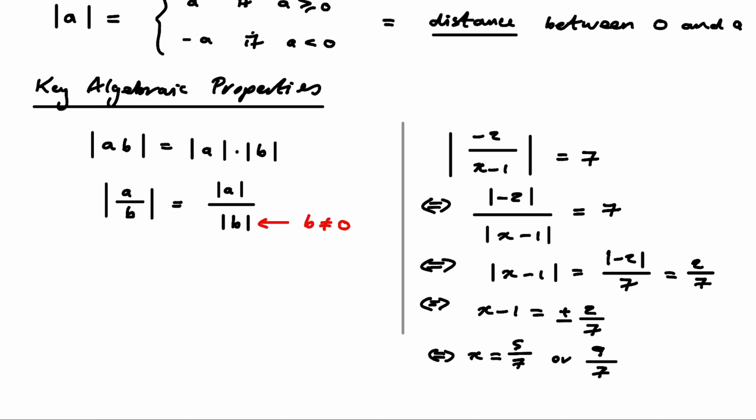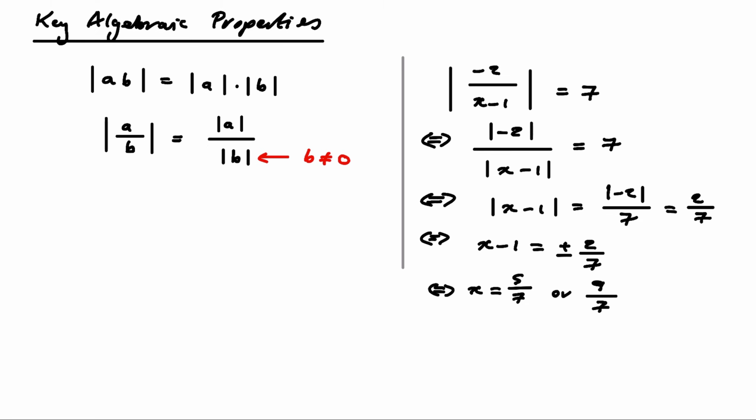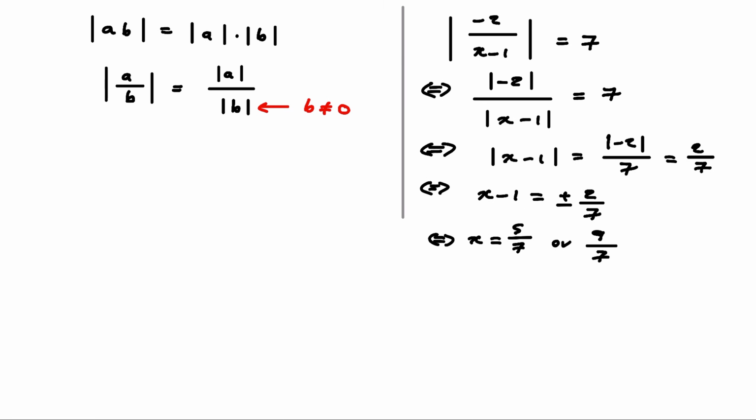Okay, so multiplying and dividing plays very nicely with the absolute value. Unfortunately, the absolute value does not play so nicely with addition and subtraction. And this can cause some serious confusion.